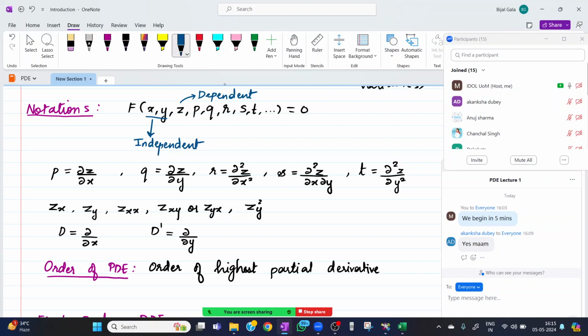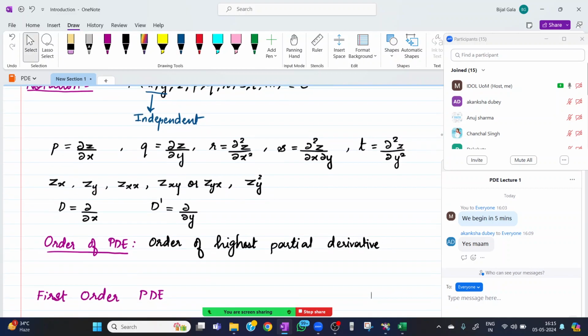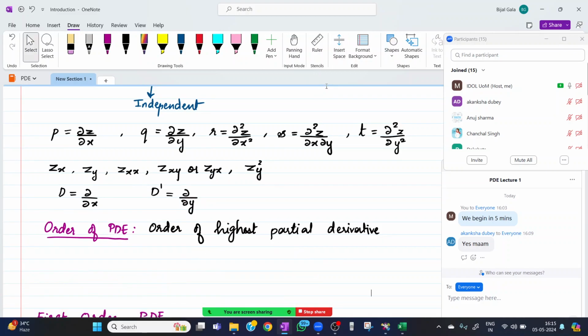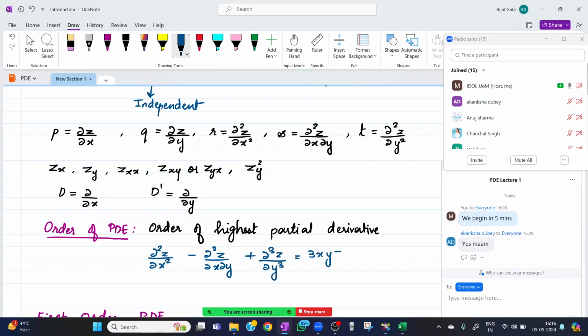So if we have an equation of this form, say ∂²z/∂x² minus ∂²z/∂x∂y plus ∂³z/∂y³ equal to, say, 3xyz. What do you say is the order of this particular equation?